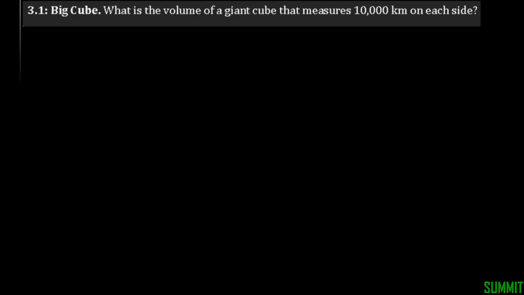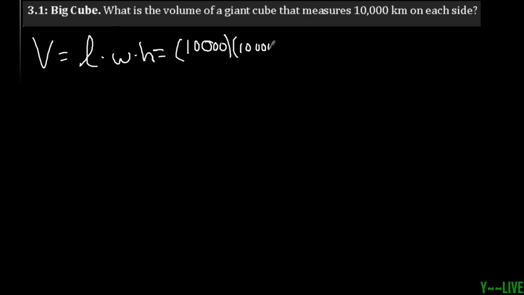It says, what is the volume of a giant cube that measures 10,000 kilometers on each side? So we can write that as the volume of a rectangular prism, but because each of those sides are the same, we can write it like this. The length times width times height is going to be the same as 10,000 times 10,000 times 10,000, which is the same as writing it like this.